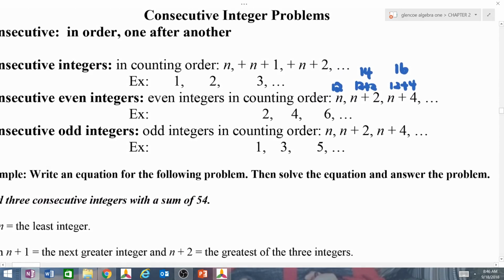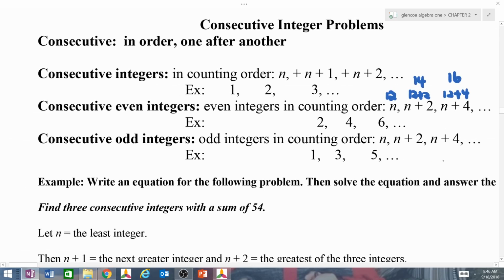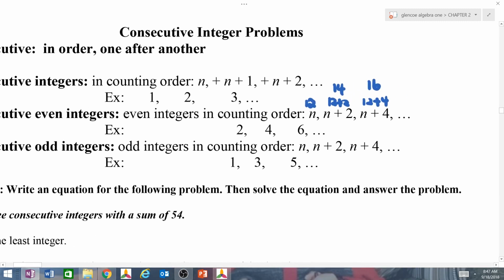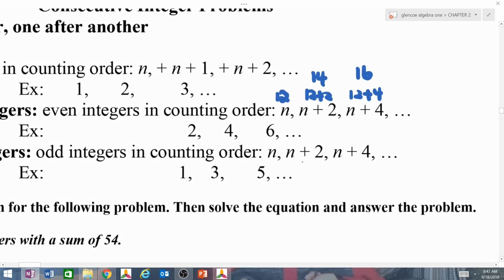But Miss Urso, I don't understand. Why would consecutive even integers and consecutive odd integers have the same pattern? Yes. So, for the consecutive even integers, do we always use that formula? Yes, you're going to use n plus 2, n plus 4. You're also using that same formula for consecutive odd integers because give me an odd number, any odd number. 35. Okay, 35. So this first number here would be 35. 35 plus 2 would be 37. 35 plus 4 would be 39. Those are all consecutive odd numbers.